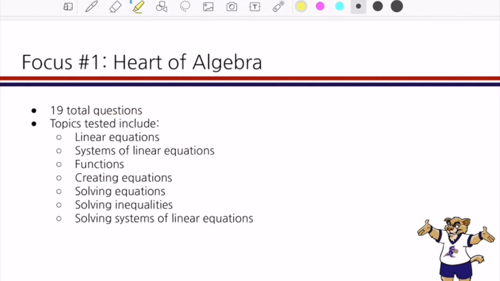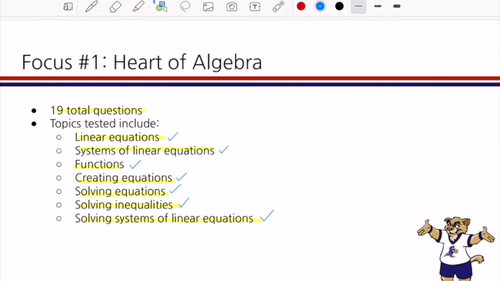When it comes to the different kinds of math that is tested on the SAT math test, there are 4 different focuses. The first one's called Heart of Algebra. Out of the 58 questions on the SAT math test, there are 19 total questions that come from Heart of Algebra, and the list of what topics are tested is written right here. So linear equations, systems of linear equations, functions, creating equations, solving inequalities, and solving systems of linear equations are some of the topics that are tested on the Heart of Algebra questions that are on the SAT math test.